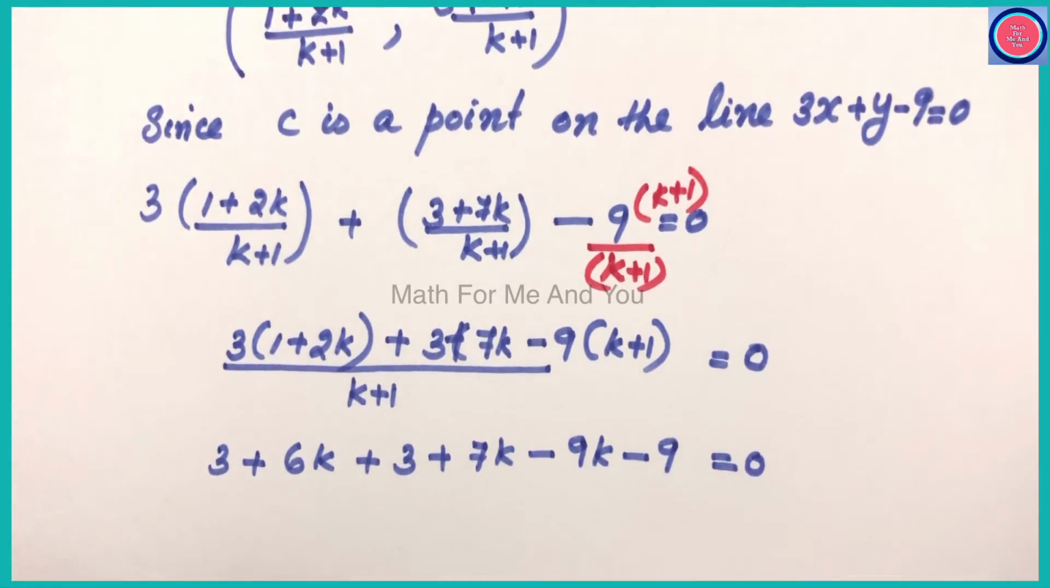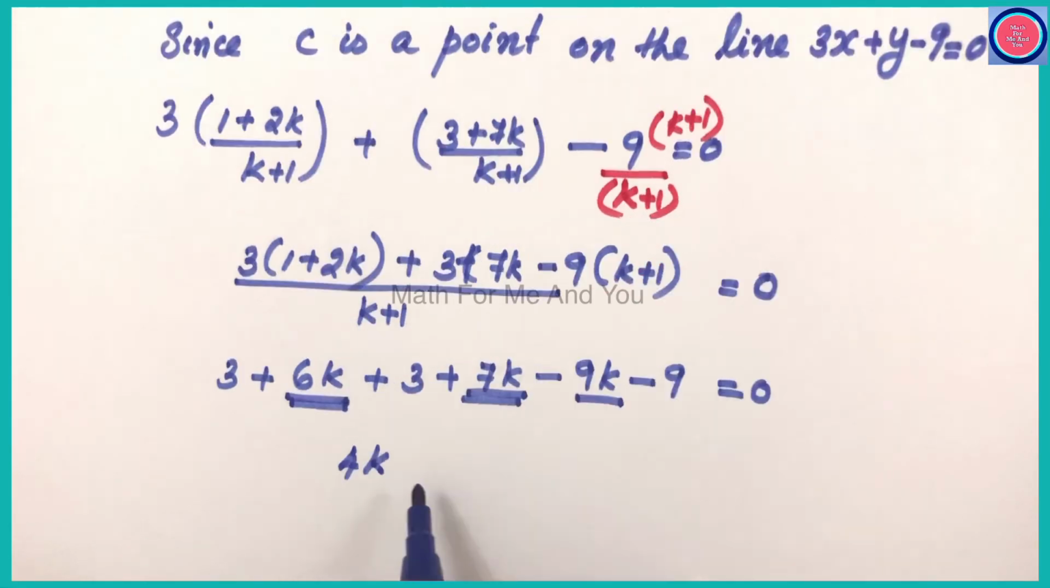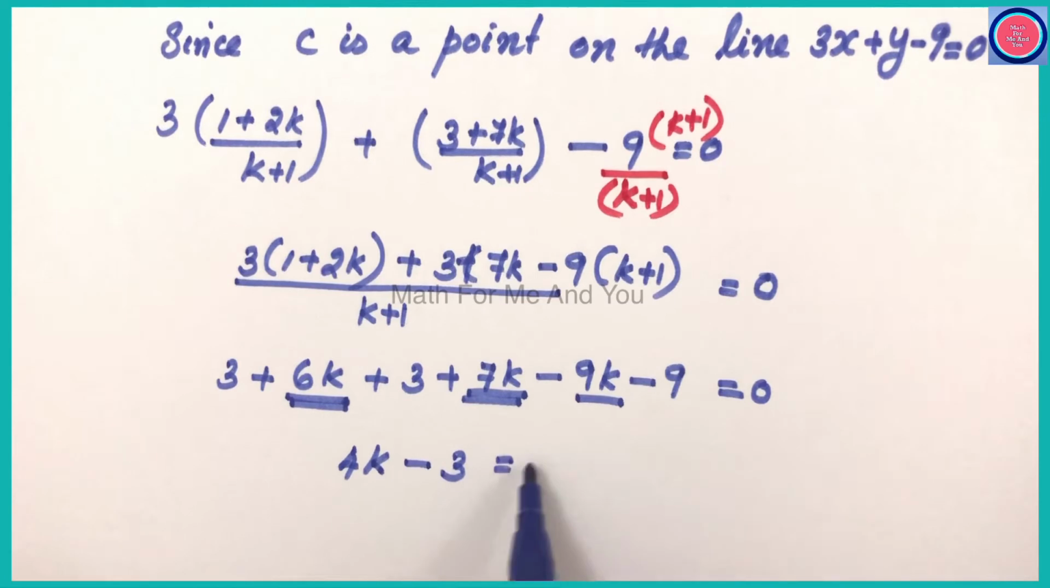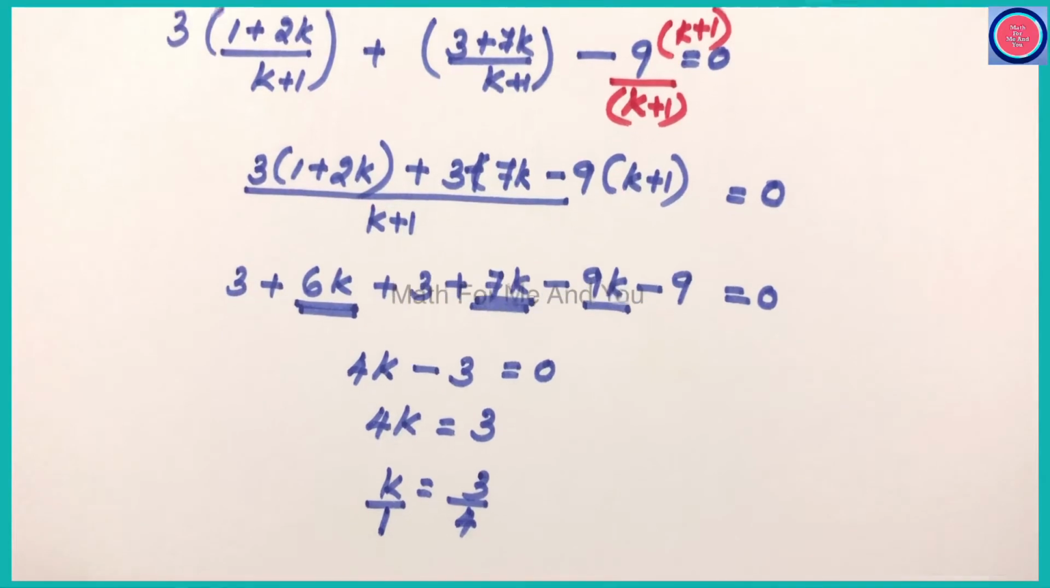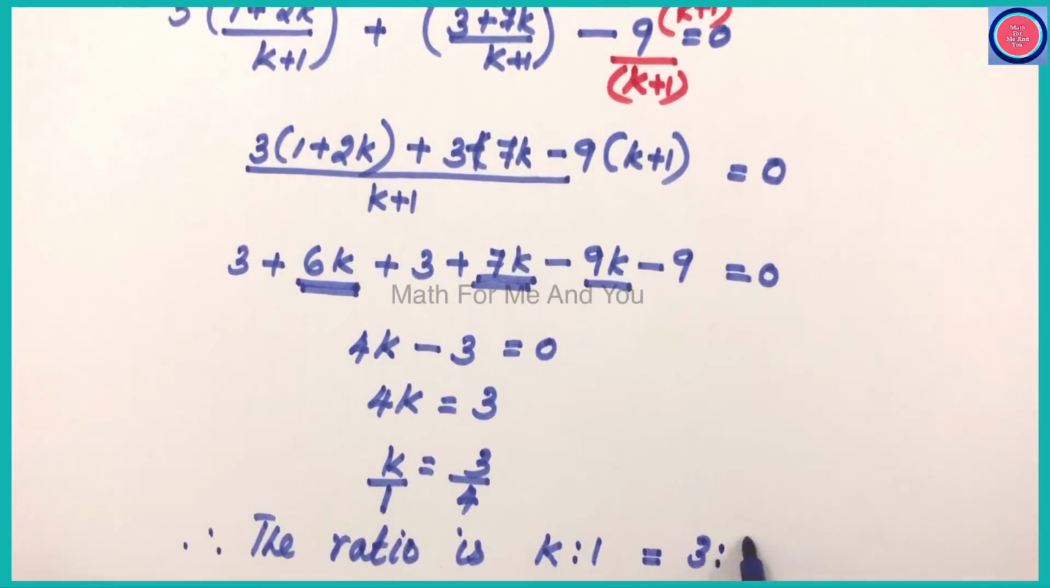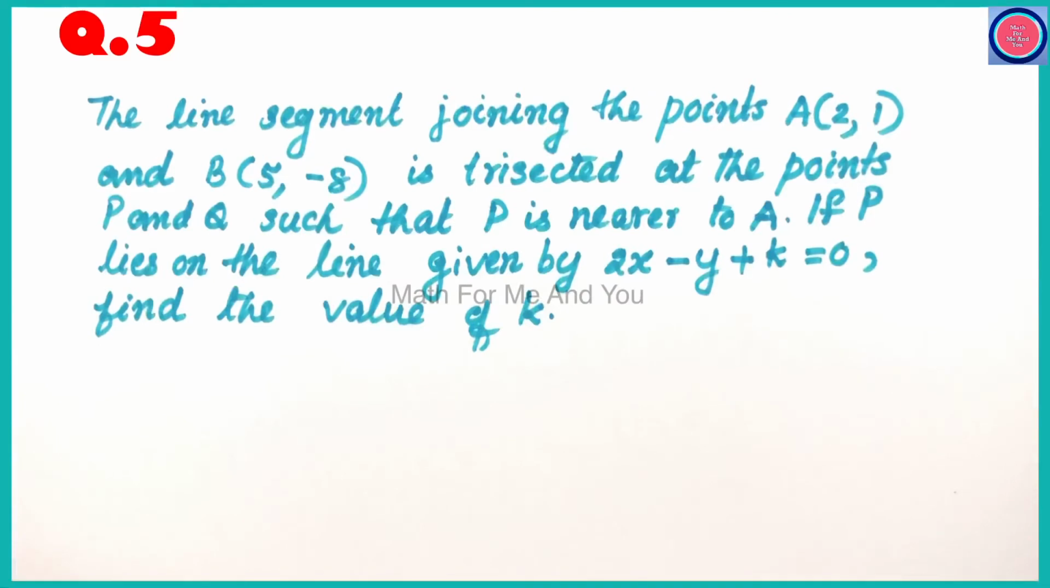Collect the k terms together, 6k plus 7k minus 9k. So we get 4k, then the numbers, when we collect together, we get minus 3 equal 0. 4k minus 3 equals 0. What is 4k? 4k equals 3. What about k? k equals 3 over 4, or we can consider this as k over 1 equals 3 over 4, and that means what is the ratio? The ratio is 3:4.